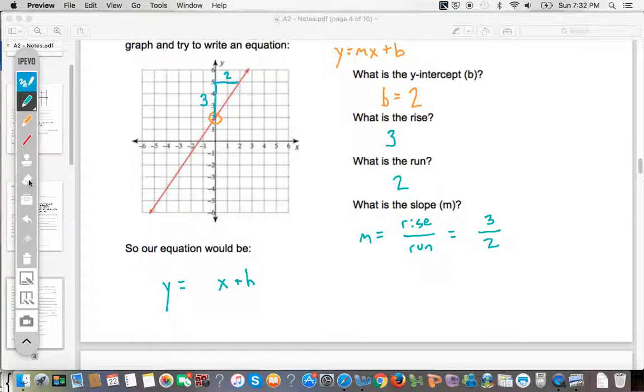Okay? So b equals 2, so I know I'm going to have plus b. Oh, sorry. I know b equals 2, so I'm not going to have plus b, I'm going to have plus 2. Okay? And for my slope, I'm just going to plug in this 3 over 2. So this is the equation for this line right here. Pause the video if you need more time.